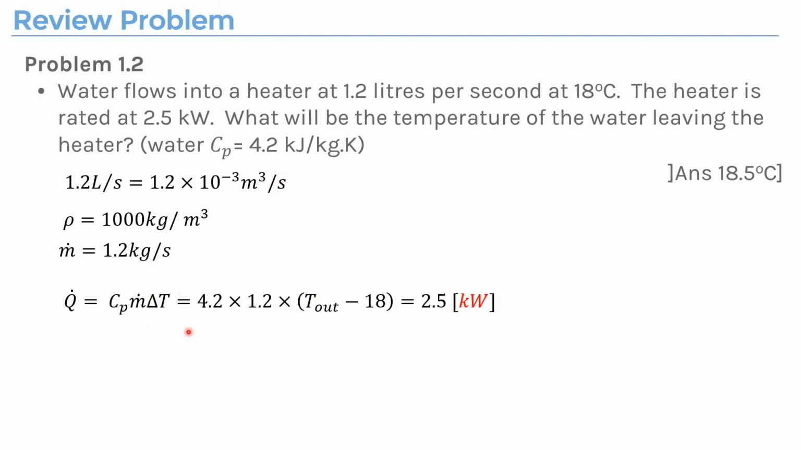If we tell you the Q dot value and you need to find out the temperature change, you could also do that as long as you get everything correct. So you see this one needs mass flow rate, but you are only given a volume flow rate. So you know how to convert volume flow rate to mass flow rate by multiplying by the density. So, very simple problems.